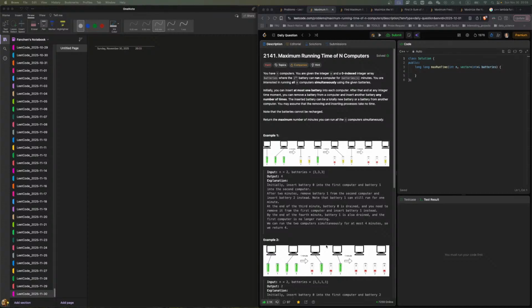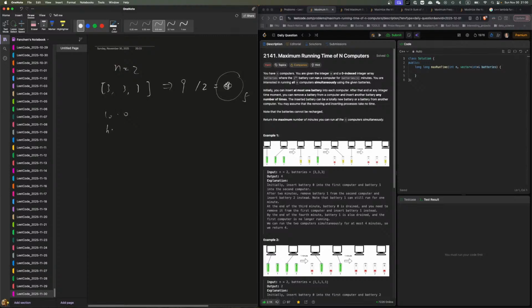So in the first example, n is equal to 2. Batteries are 3, 3, 3, so total is 9. So 9 divided by 2 is equal to 4. So the maximum possible is 4. Minimum possible is 0, right? Actually, since 4 can be reached, I think I'll set high to 5. So low is 0, high is 5. Then your mid initially is going to be 2.